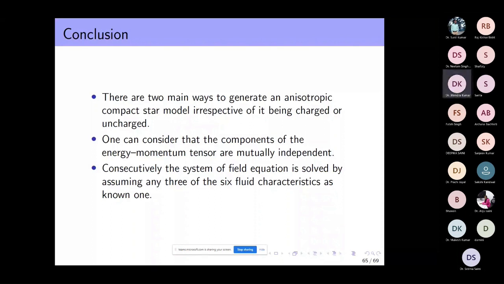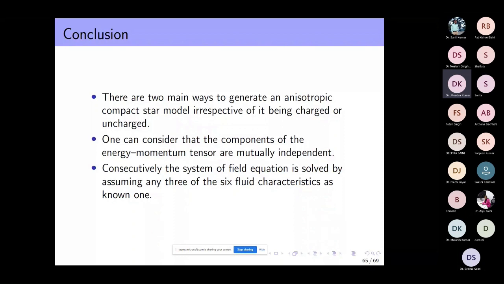And in the uncharged model, we just assume that q of r equals 0. So it means for the anisotropic compact star models, we can get a charged model as well as an uncharged model. And similarly, we can obtain the isotropic models also: isotropic charged models and uncharged models.